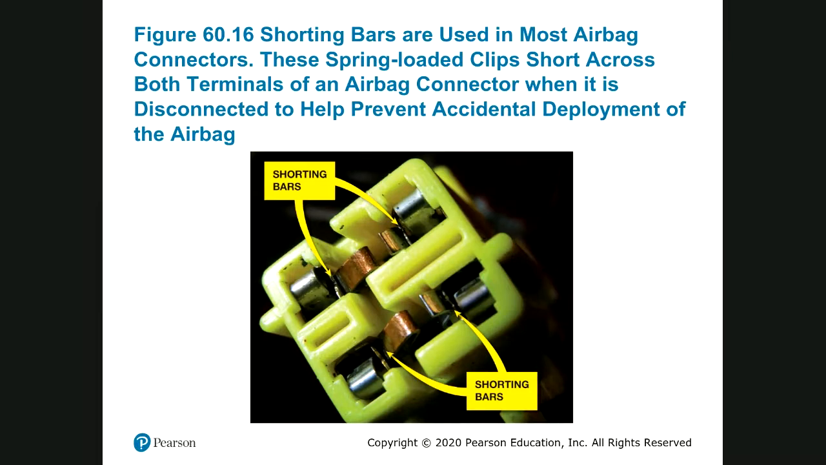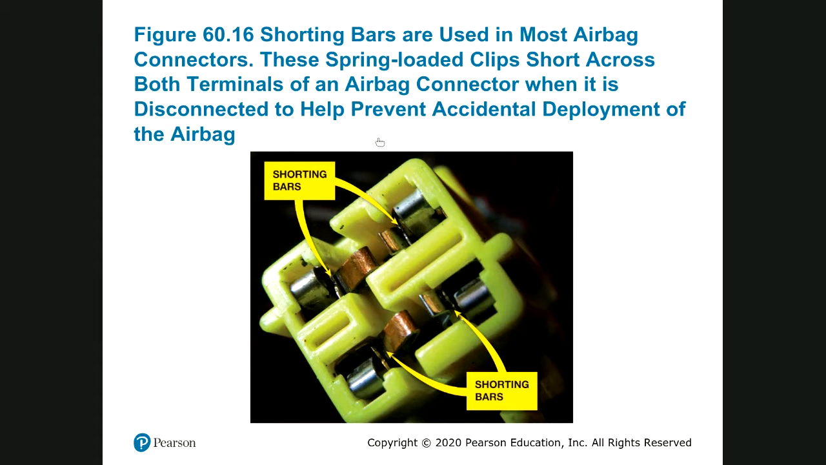Shorting bars. Here's some shorting bars. They're inside of these terminals here in most airbag connections. They're spring-loaded clips that short across both terminals of the airbag connector when it's disconnected to help prevent accidental deployment. These shorting bars right here, you can see it's touching that one, it's touching this right here, so it's shorted out. So that airbag should not be able to be deployed there.